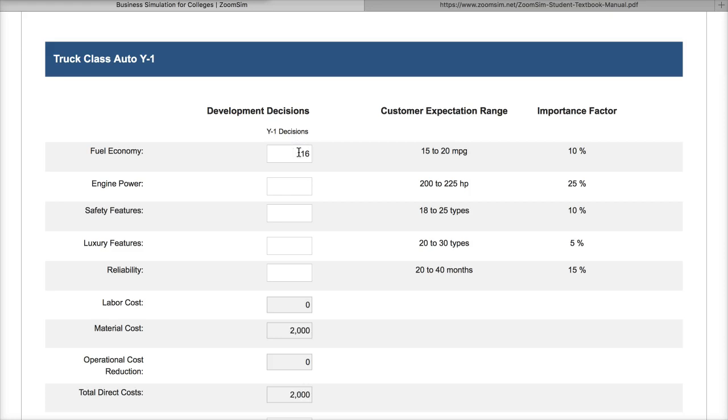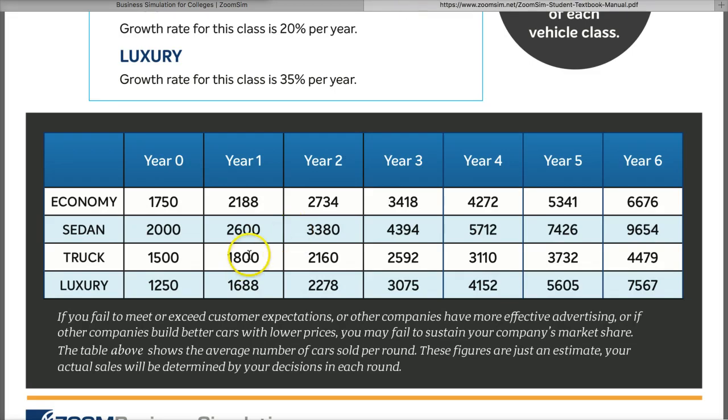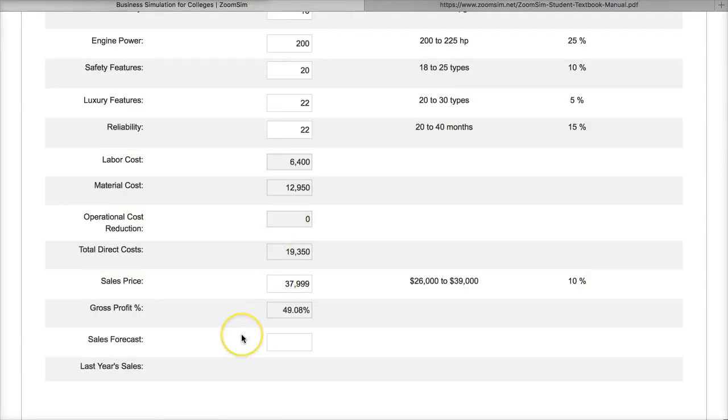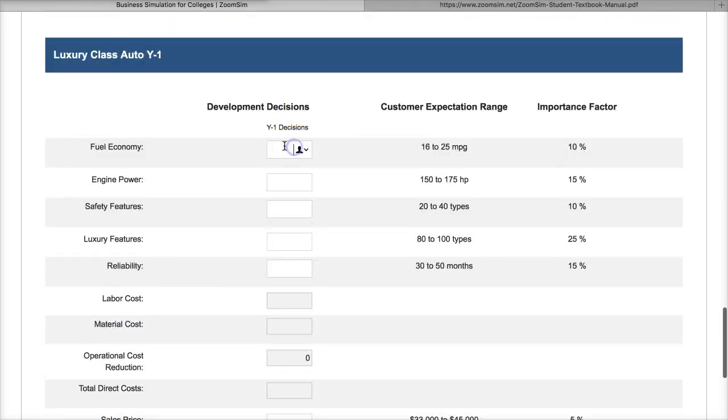So now I'm going to move into the truck class. And I'm going to put together, design the vehicle, set a sales price, and then again going back here to see, okay, 1800 for trucks, 1688 for year 1. I don't think my truck is that great, so I'm going to put 1700. And then here I'm now on the luxury.